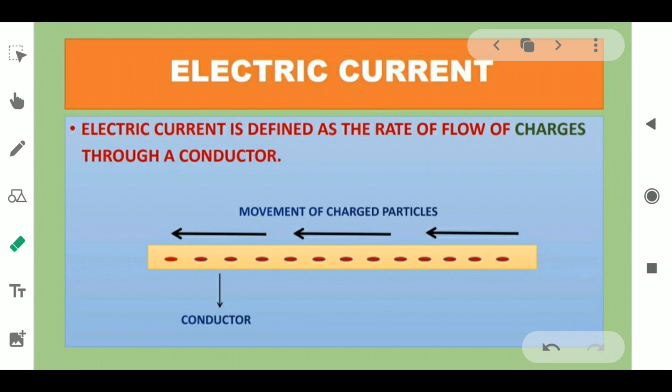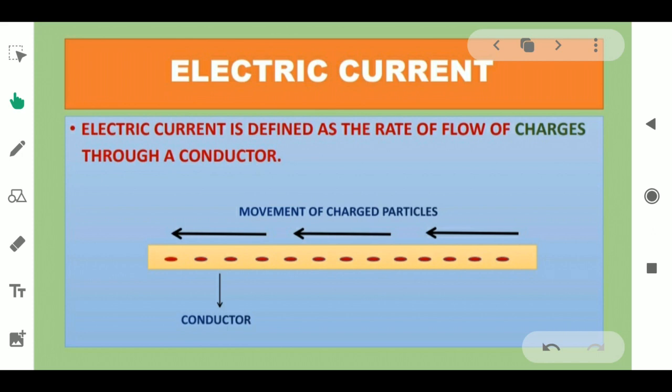Okay, the first term, electric current. Simply, what do you mean by electric current? Consider a conductor, and a number of charged particles are there in the conductor. Whenever we give an external potential, these charged particles start moving through the conductor. Here you can see the movement of charged particles whenever we apply an external potential.